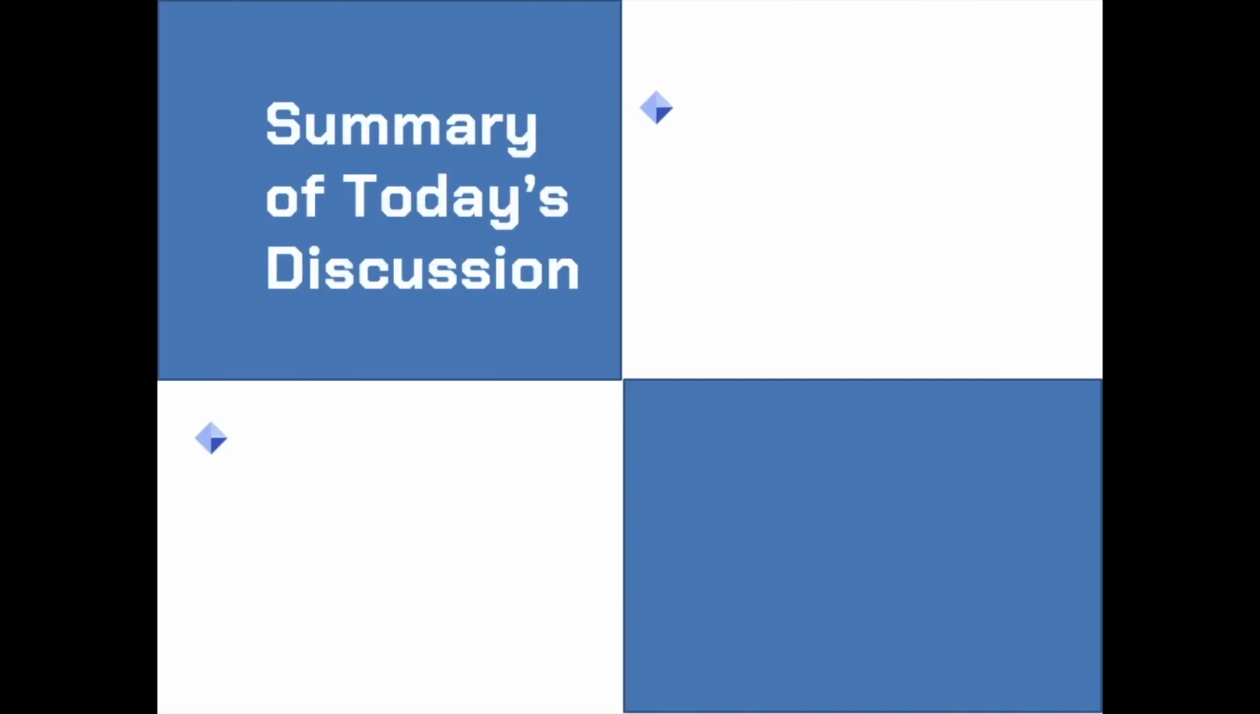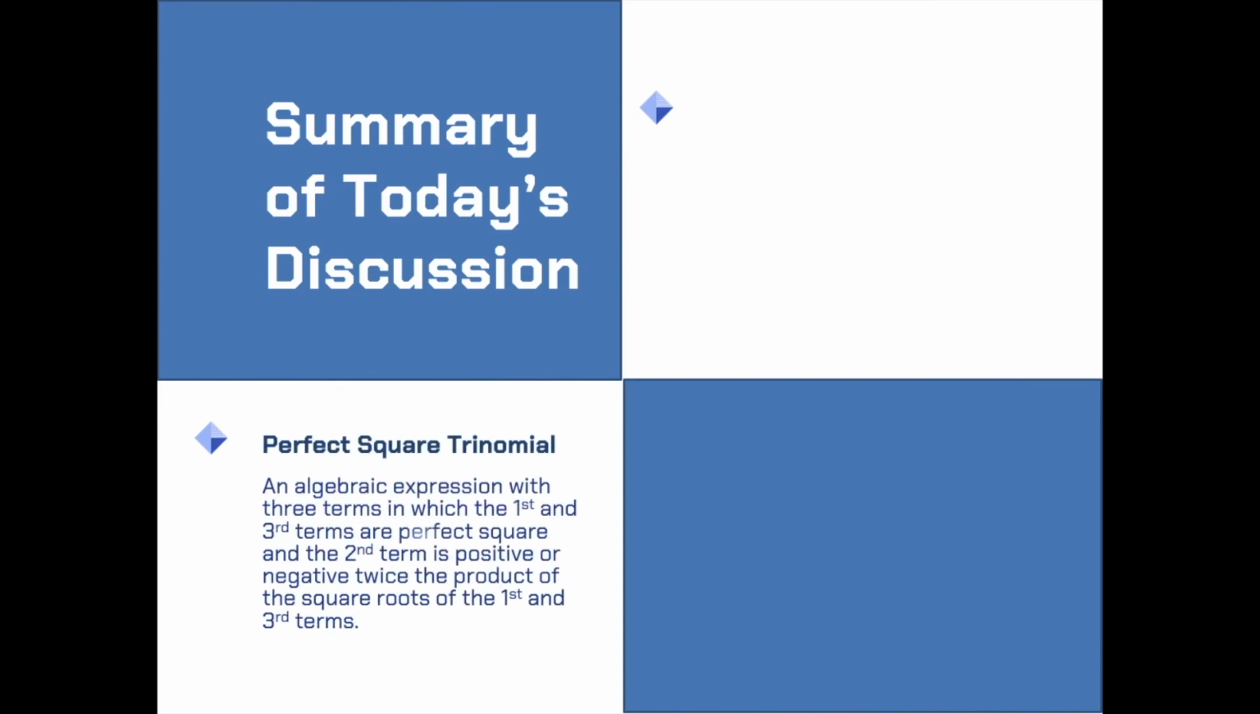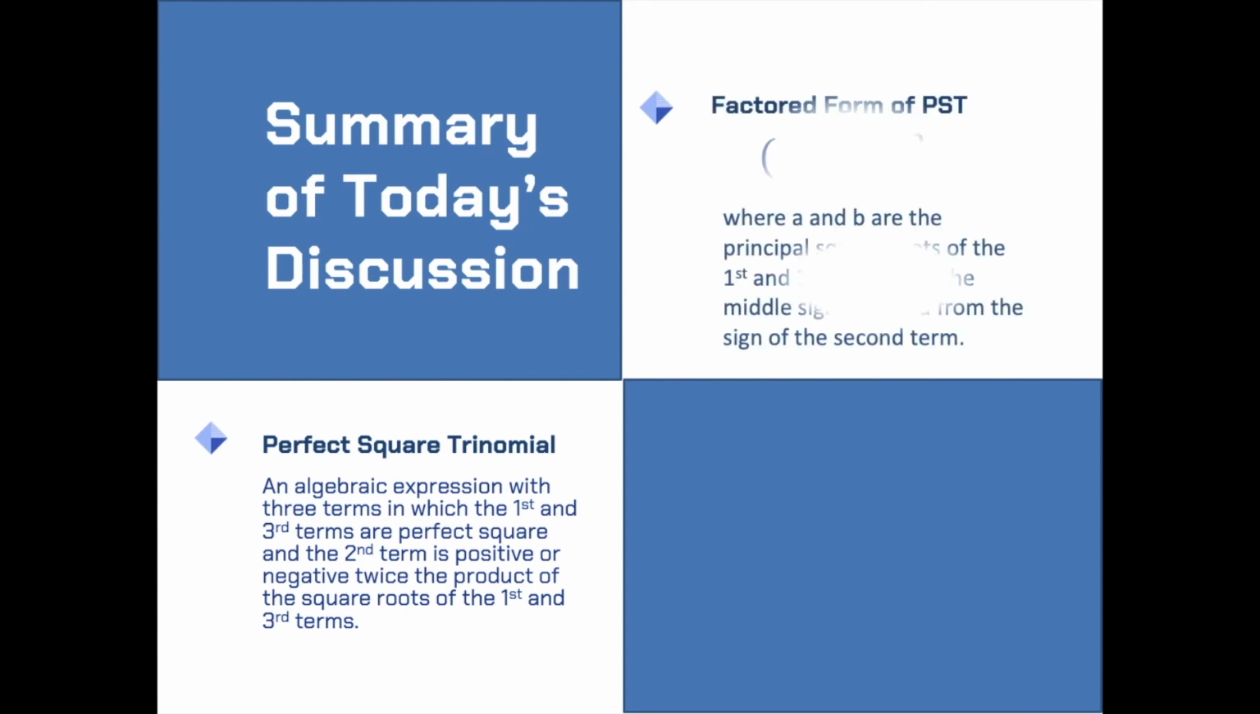To summarize today's discussion, first, a perfect square trinomial is an algebraic expression with 3 terms, in which the first and third terms are perfect squares, and the second term is positive or negative twice the product of the square roots of the first and third terms. Second, note that the factored form of any perfect square trinomial is always in the form of the square of a plus or minus b, where a and b are the principal square roots of the first and third terms, and the middle sign is copied from the sign of the second term.